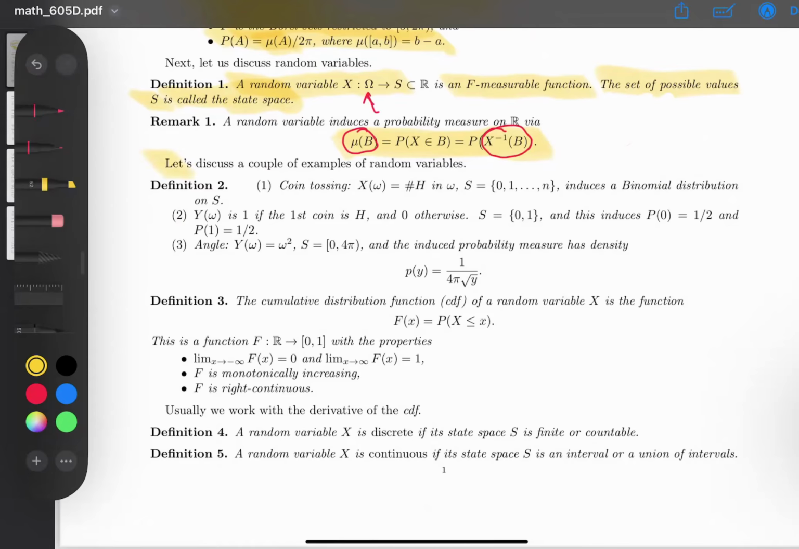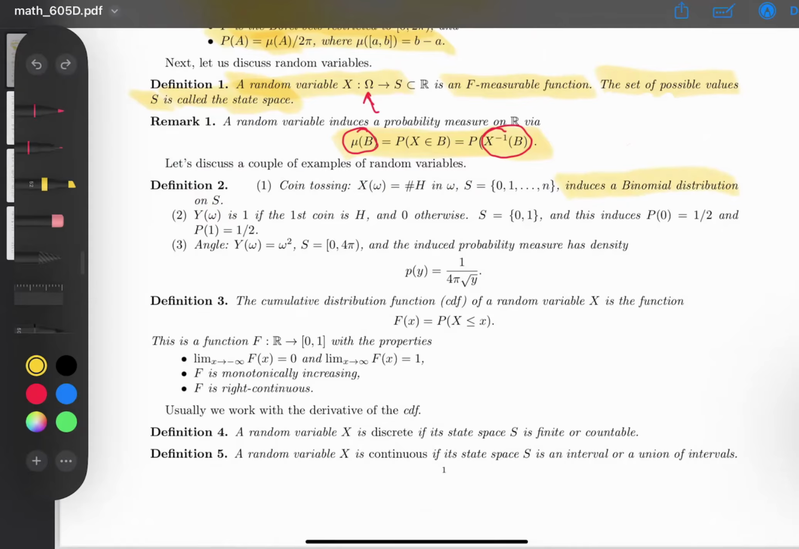Let's do a couple of examples to clarify the previous definition and the remark. So the first thing is coin tossing again. And our random variable can be, we're just going to count the number of heads in our sequence. So let's say we toss our coin n times. Then our state space is going to be a discrete set between 0 and n. That's because the possible number of heads that we can have is between 0 and n. And you can check this is going to induce a binomial distribution on S.